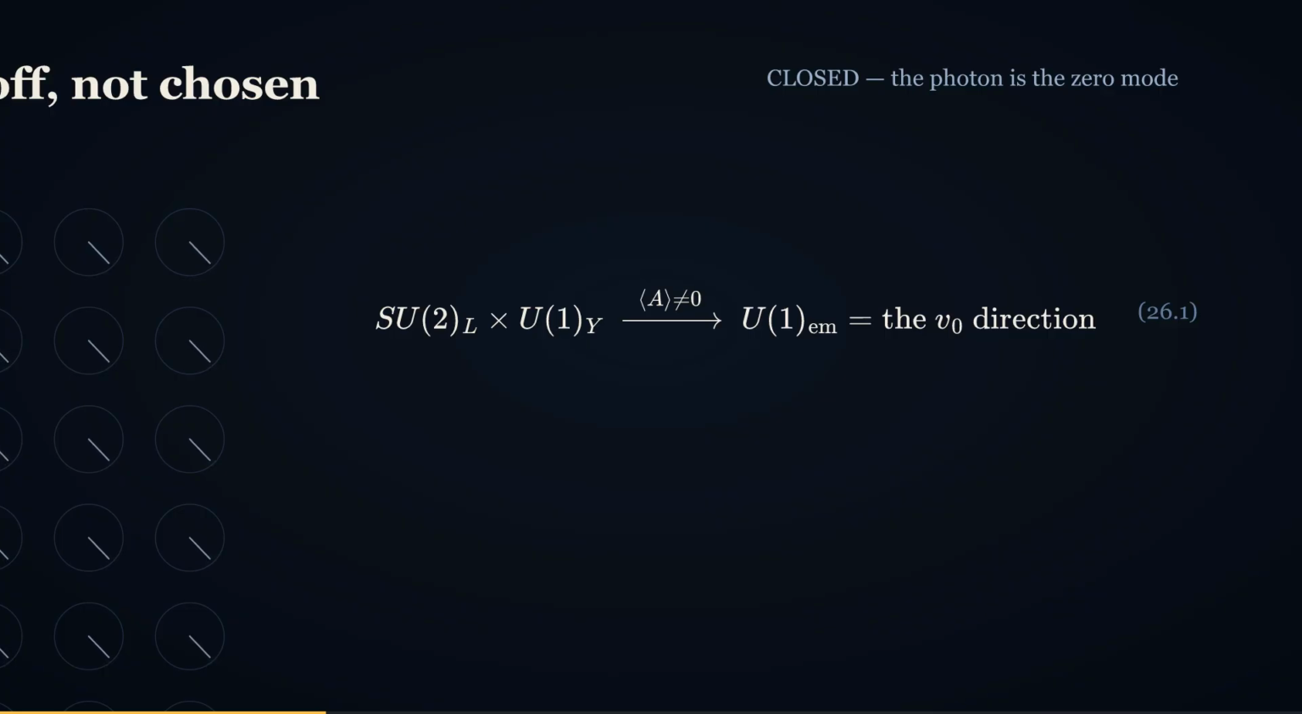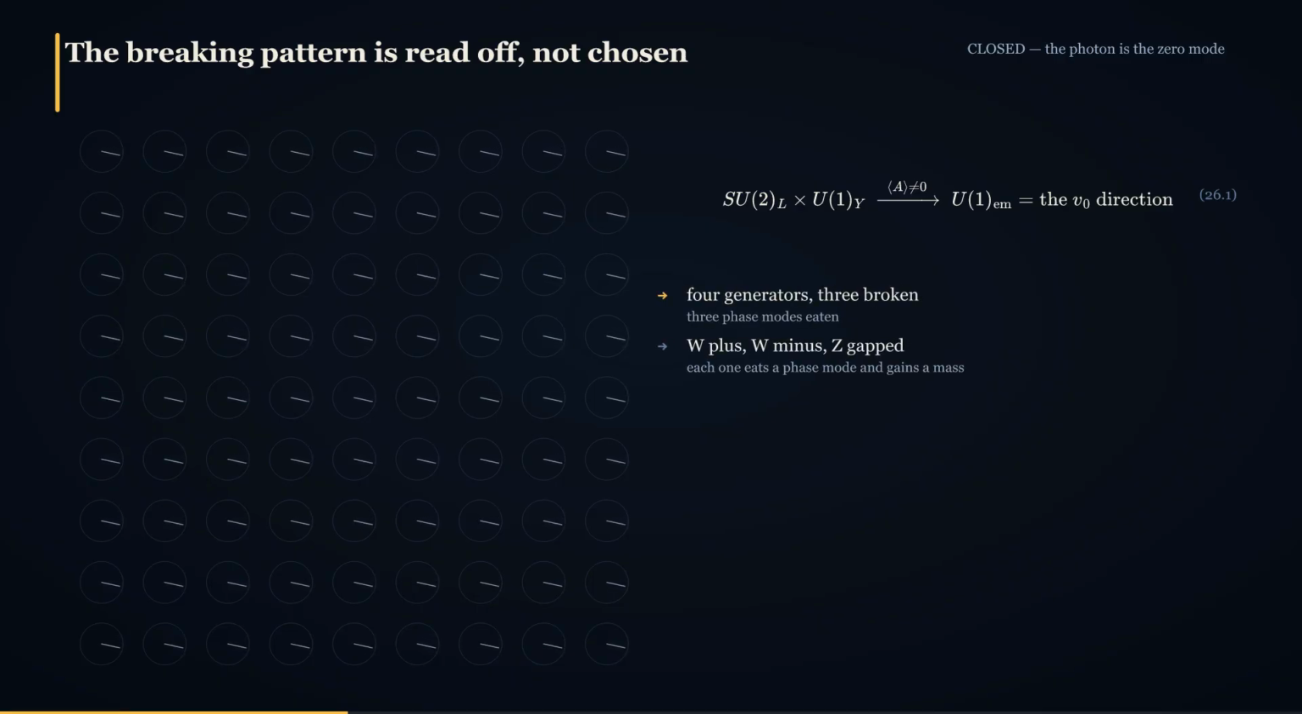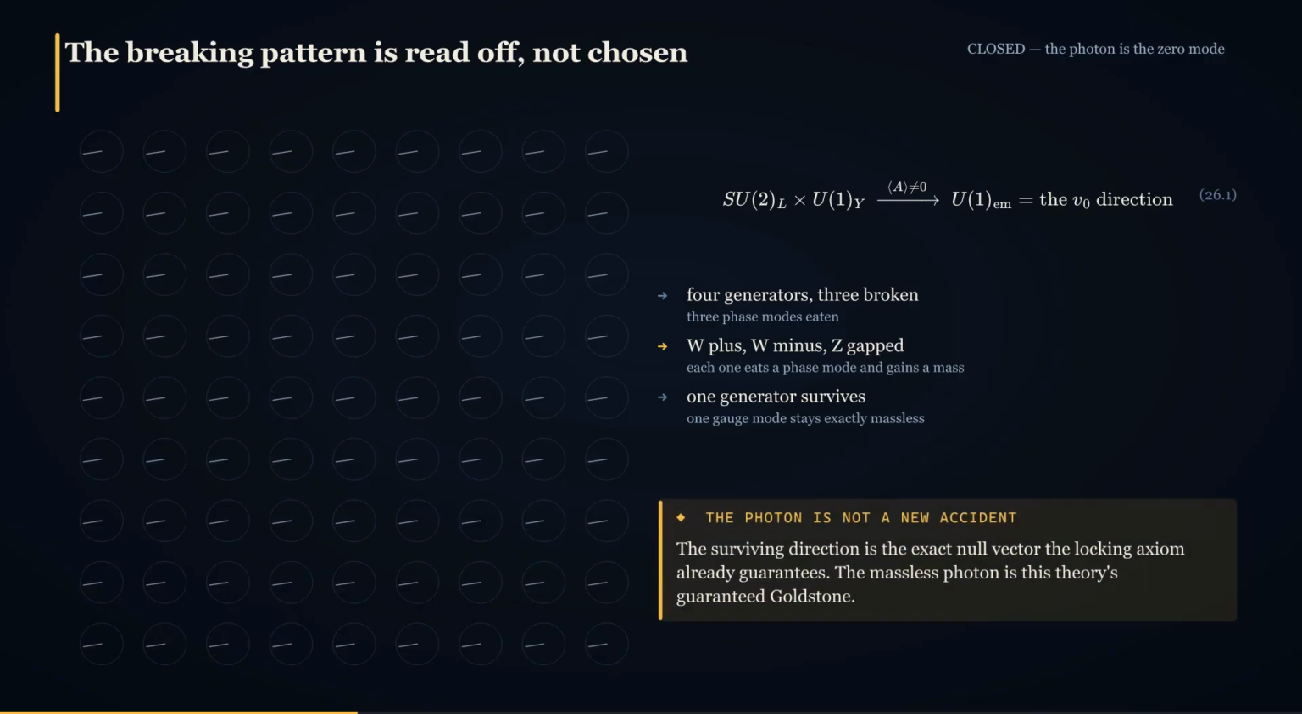It is the exact null vector the locking axiom already guarantees, the one exact zero mode of the whole substrate. So the electroweak group breaks to the electromagnetic one, and the surviving direction is that null vector. 3 generators broken. 3 phase modes eaten, 3 gauge modes gap, the W+, the W-, and the Z. 1 generator survives, so 1 gauge mode stays exactly massless. That is the photon. The massless photon of electroweak breaking is this theory's guaranteed Goldstone.